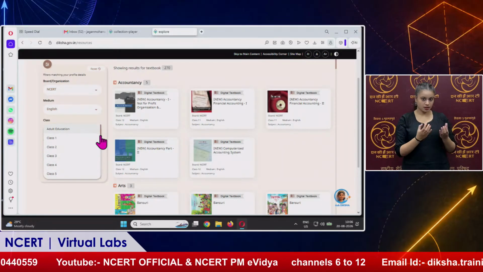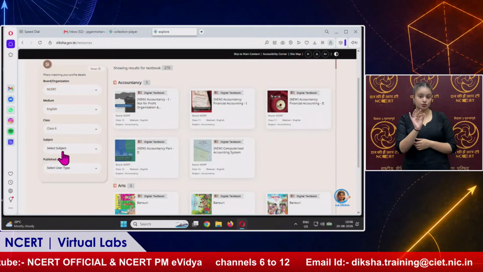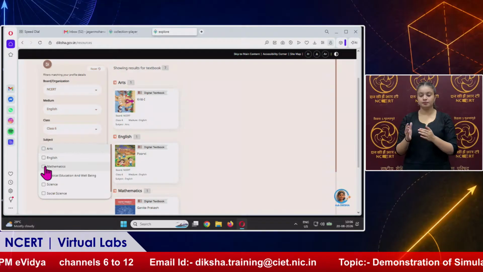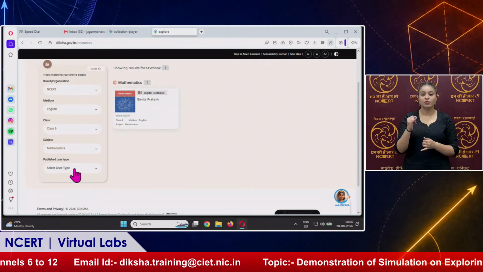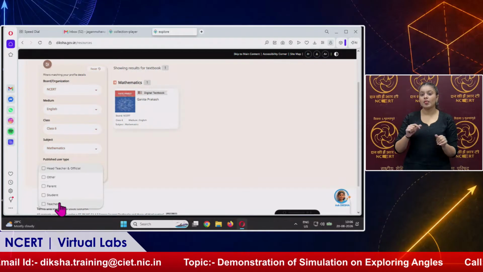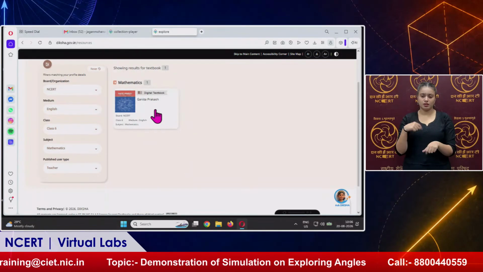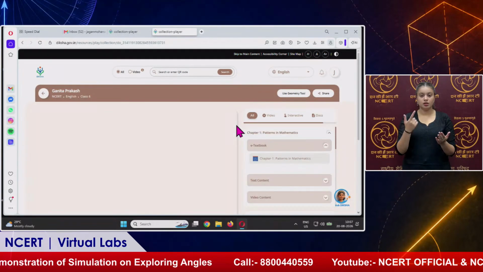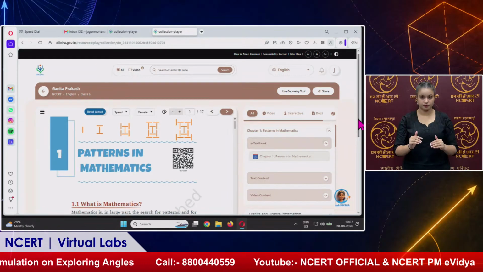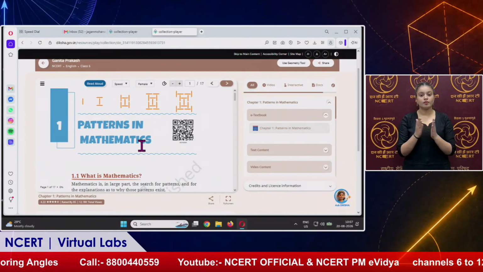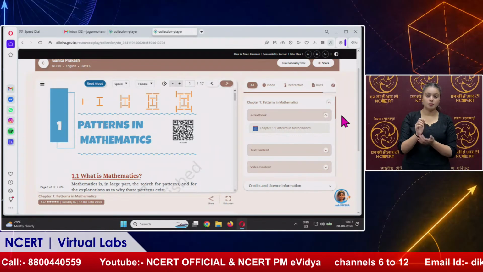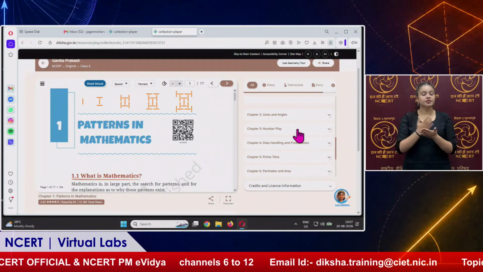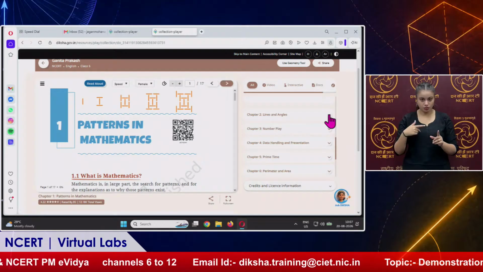Here I am going to choose the class as grade 6, and then subject, as we know, mathematics. And the last option is user, type of user, it's optional. I could go with the teacher here. Then we can see here the grade 6 mathematics textbook icon. We have to click on it. Then by default we get chapter 1 of the particular textbook. So here I want to go to the remaining chapters. Now as per our discussion, lines and angles is chapter 2.